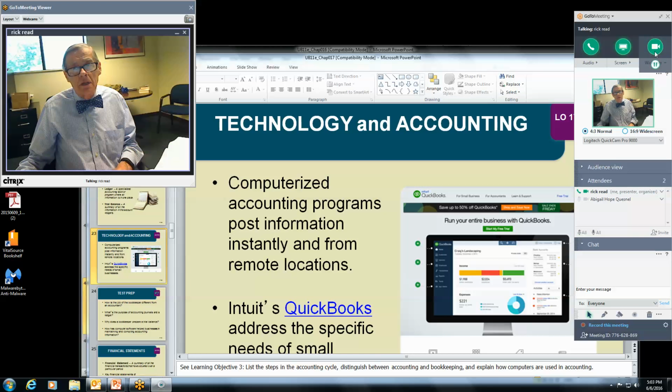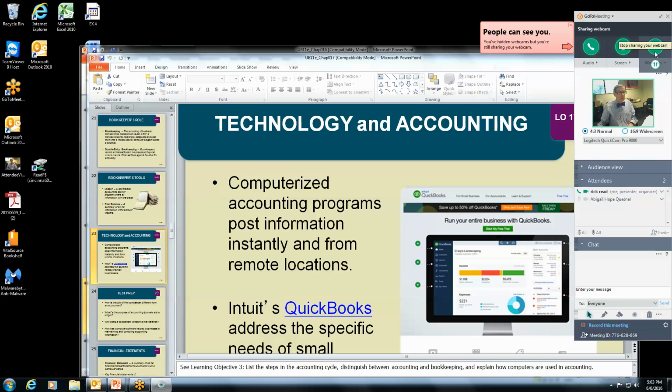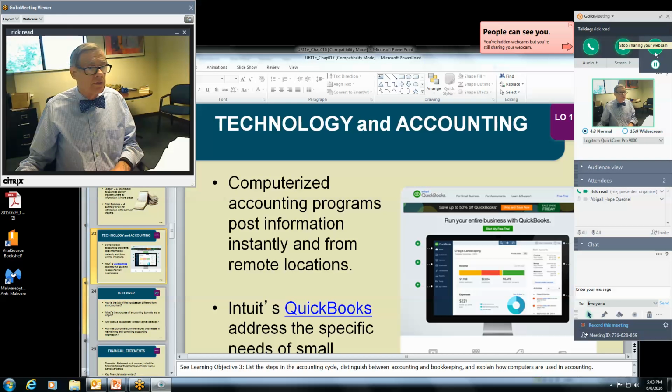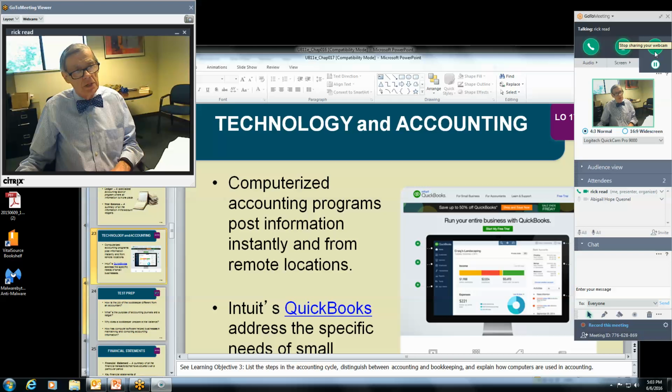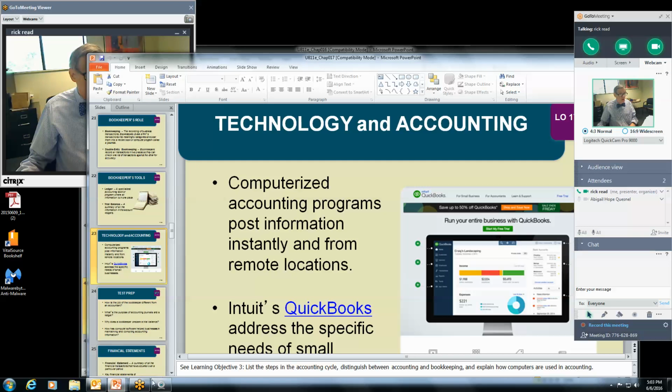These are computerized programs. There's one called QuickBooks. There's another one, as I remember, called Peachtree. Many of these are set up for small and medium-sized companies, not to say that larger companies won't use them as well.